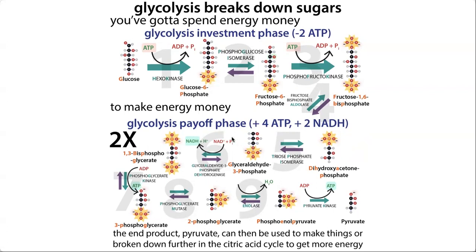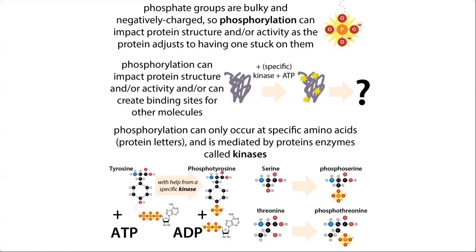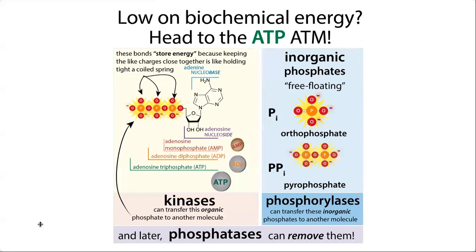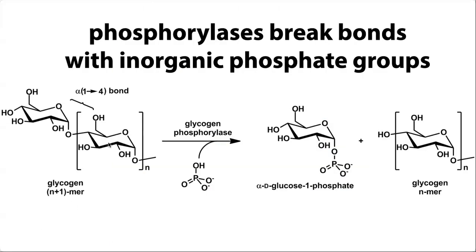So in this case, we're able to add from an inorganic phosphate, but we wouldn't have enough energy to add it if we didn't do it that way. Now, one last note before we go. Don't confuse a phosphatase with a phosphorylase. A phosphorylase is going to break bonds with inorganic phosphate groups.